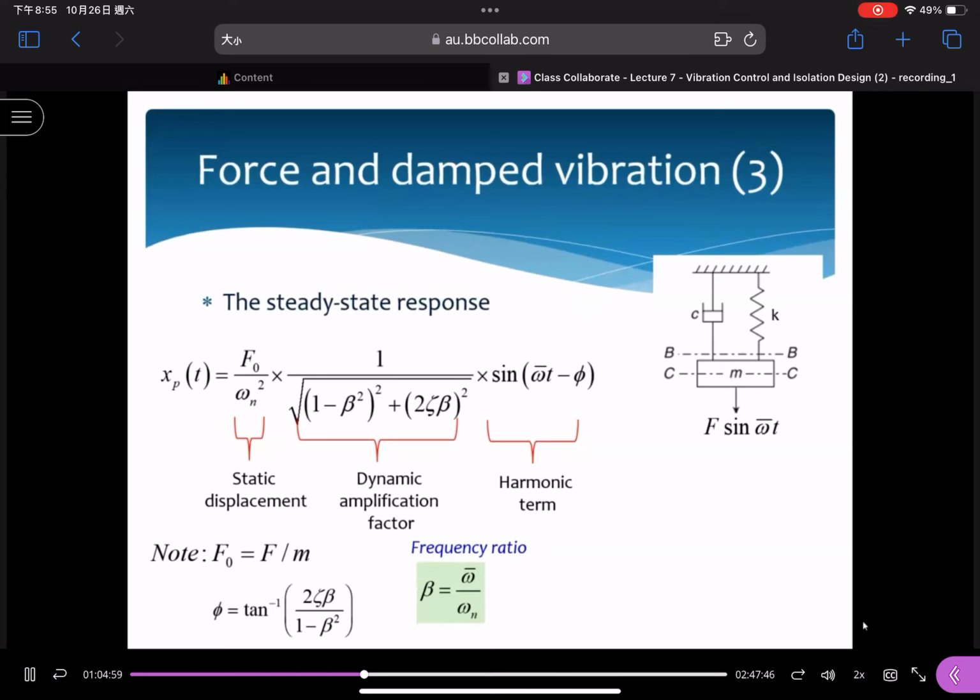Please bear in mind that the ratio must be equal to the external frequency divided by the natural frequency. You cannot reverse the order. If you reverse it, you cannot get the correct answer. It must be the external frequency divided by the natural frequency, like this one. This is what we call the frequency ratio. Not difficult. We just need to consider these two parameters, zeta and beta.